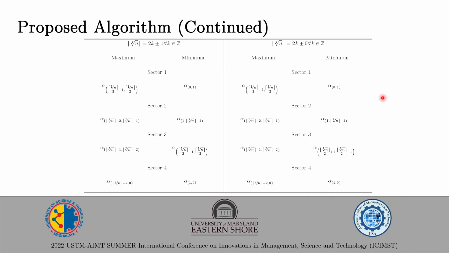So this is the chart for the maximum and minimum which is supposed to be there, and these are the indices where the maximum and minimum in sector 1 are supposed to be found, when it is an odd number and when it is an even number.